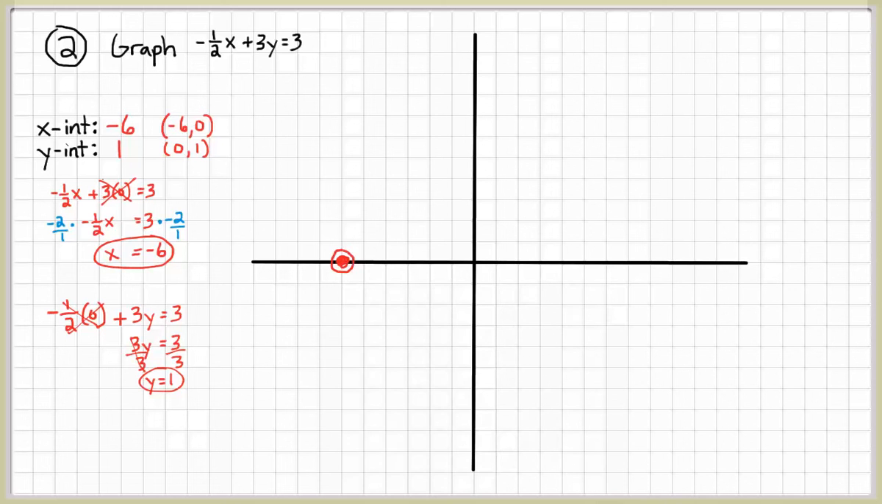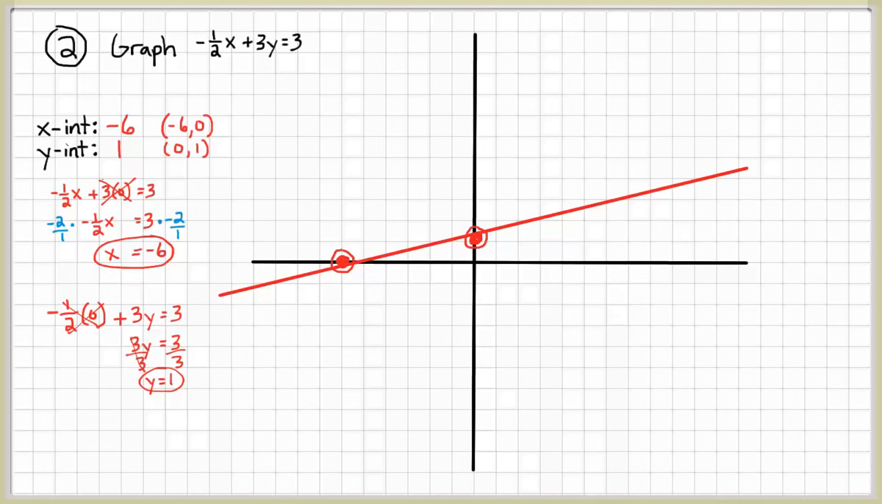So that's your x-intercept. And then 1 on the y-axis. So that's your y-intercept. And then I can connect them with a straight line. Now, the line that you created should look like mine, okay, because graph paper is pretty consistent.